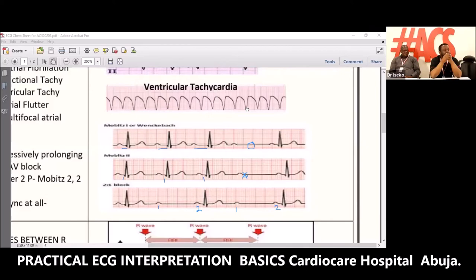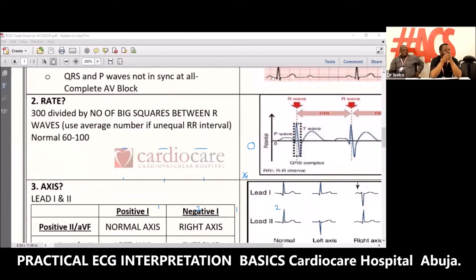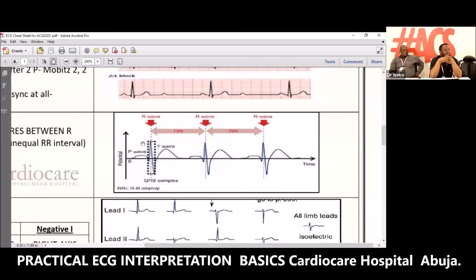So you can look at these rates, and all you look at is, simply, can you see the RR interval on the box next to you? Can you see the RR interval? We simply count the number of big boxes between the RR intervals, period. Is it simple? Yes, it can be. Five, six, seven, eight. 300 divided by the number of big boxes gives you the rate.